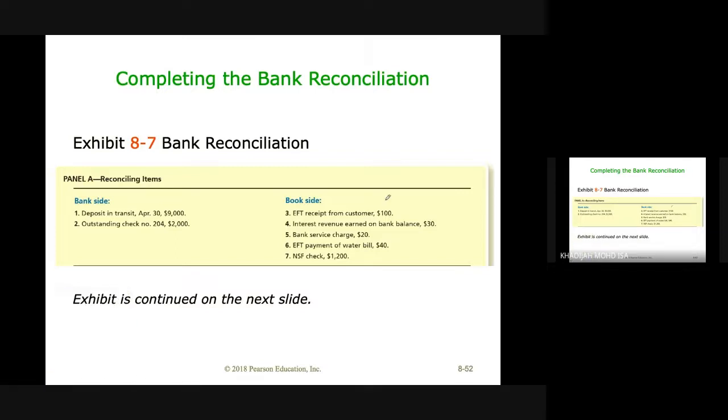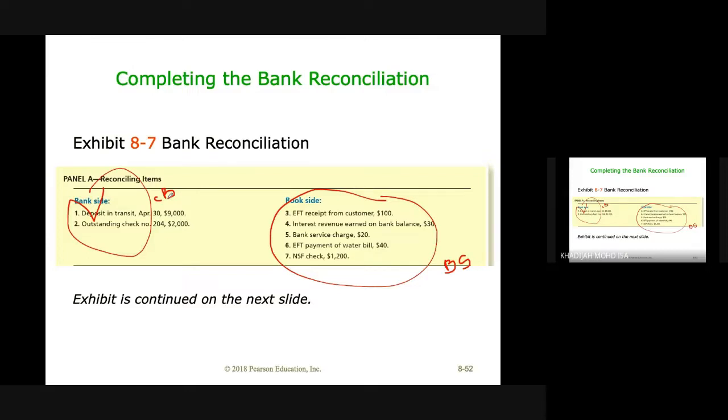So the book side, this information is actually from the bank statement, right? This information is actually from the bank statement. And this information is actually from the cash book, right? It's from your cash book. So look at that. You have information from the bank statement that you have to reconcile in your cash book, and you have the information from the cash book that you have to reconcile in your bank statement.